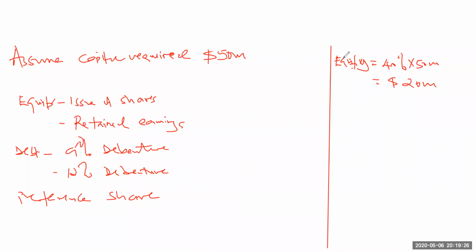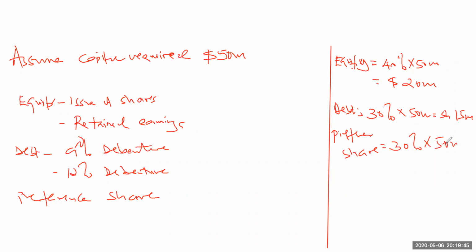The amount that we need from debt is 30% of 50 million to give us 15 million. The amount we need for preference share is the same, 30% of 50 million to give us 15 million. Therefore, preference share is 15 million. This is the distribution, 15 million out of the 50 million. Debt, we have said, is 15 million.